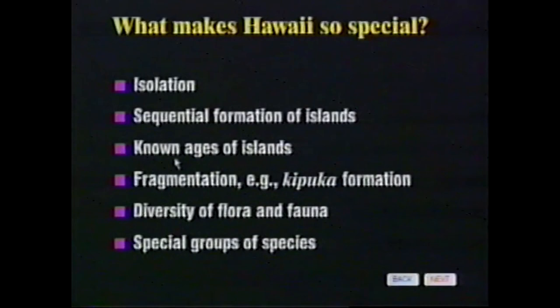The next thing is that there's fragmentation, and I'll go into a little more detail explaining what I mean by fragmentation. Then we have a tremendous diversity of plants and animals found in Hawaii that are unique to the Hawaiian Islands and found only in Hawaii. And among those plants and animals, there are special groups of species with which we can do some very sophisticated multidisciplinary research, all the way from morphology to ecology to behavior, DNA work, and so on.